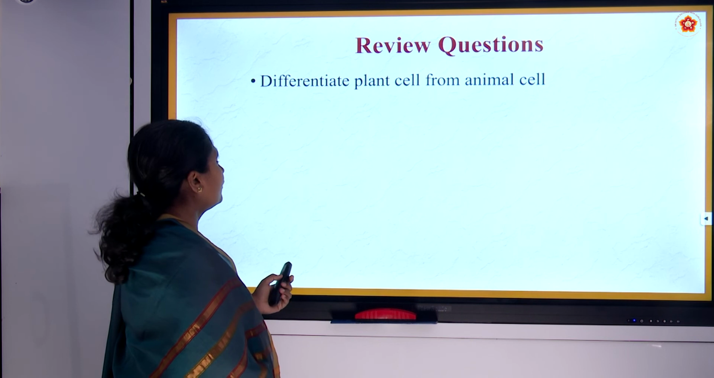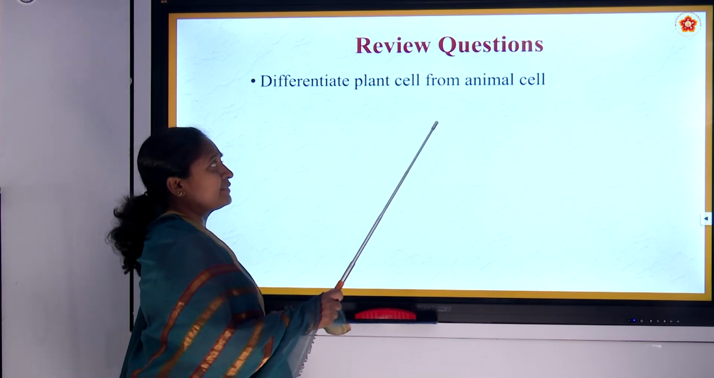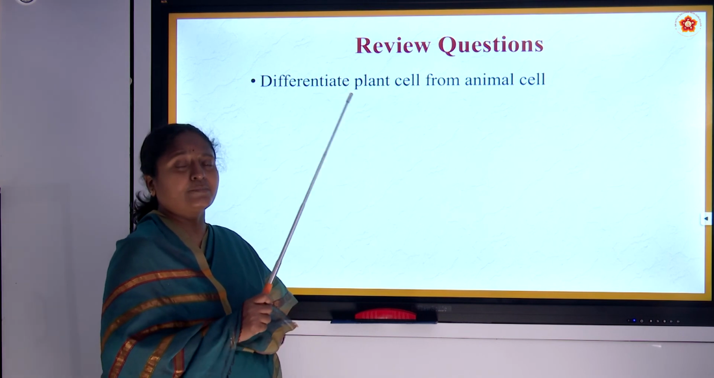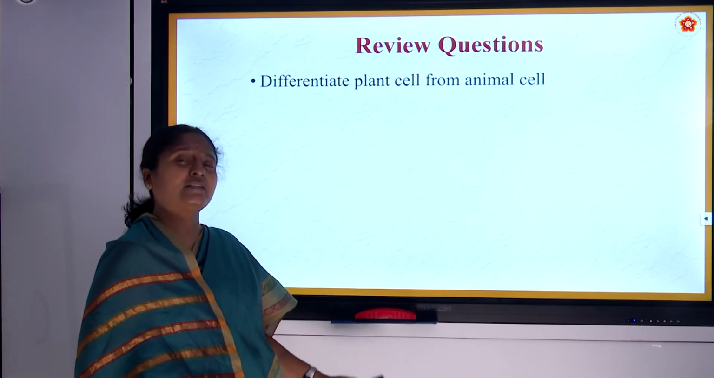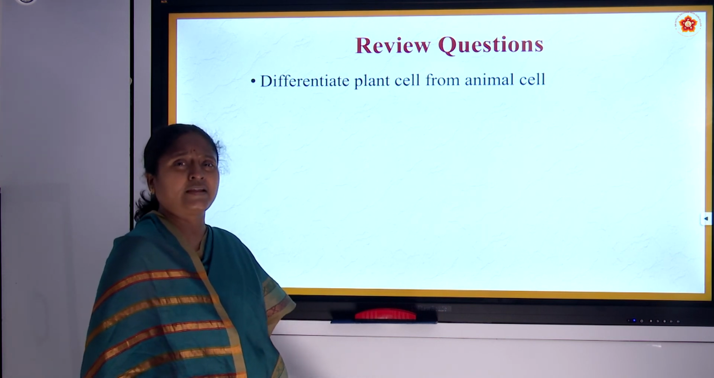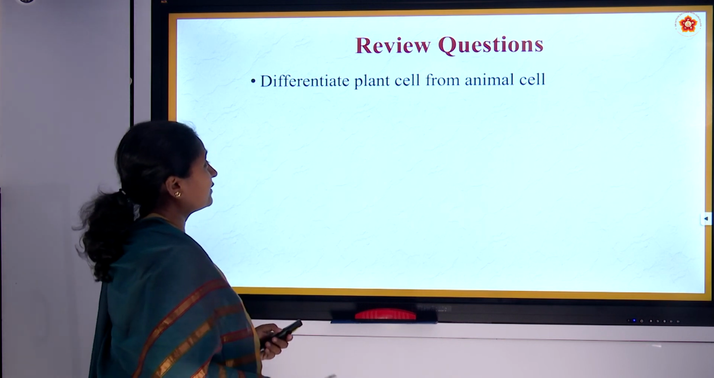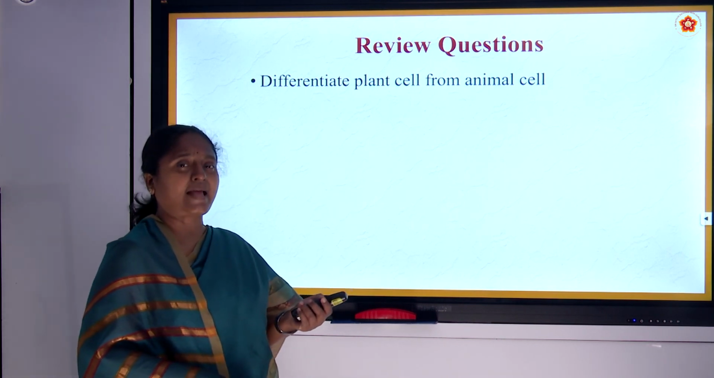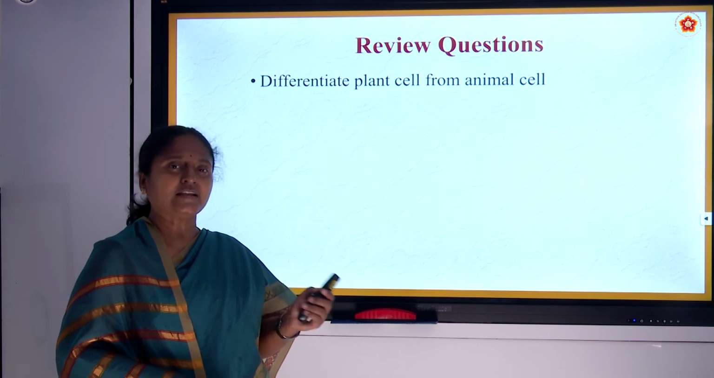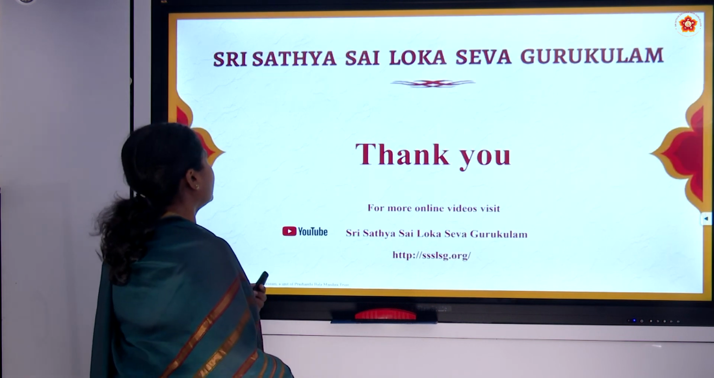Now we will see the review question. Differentiate plant cell from animal cell. It is so general, so it may be asked as a more-mark question, like a 5 mark question or more than that, so you can answer it as per how it is asked. If it is asked about the organelles present in plant cell and animal cell, whichever is absent, no need to mention.